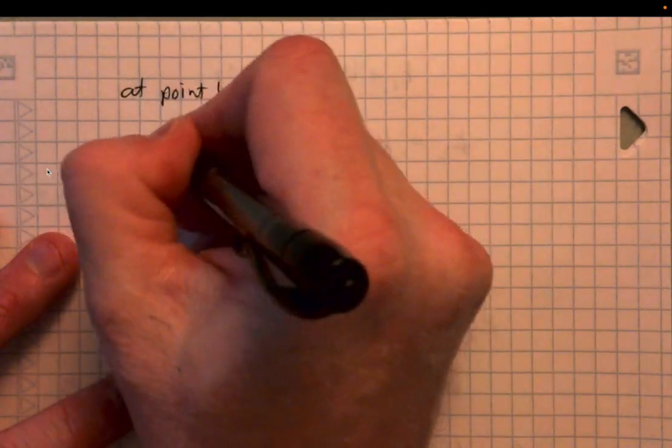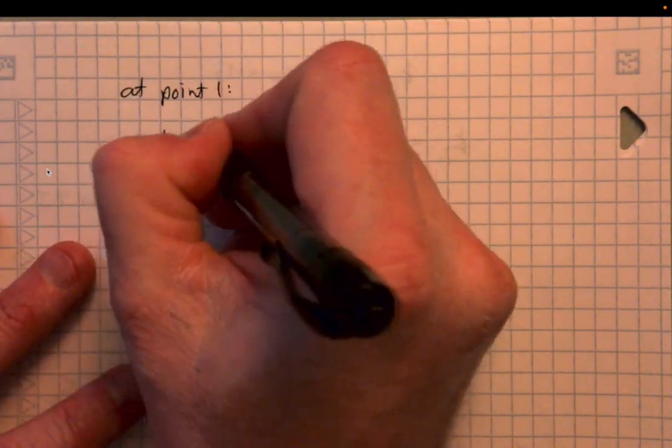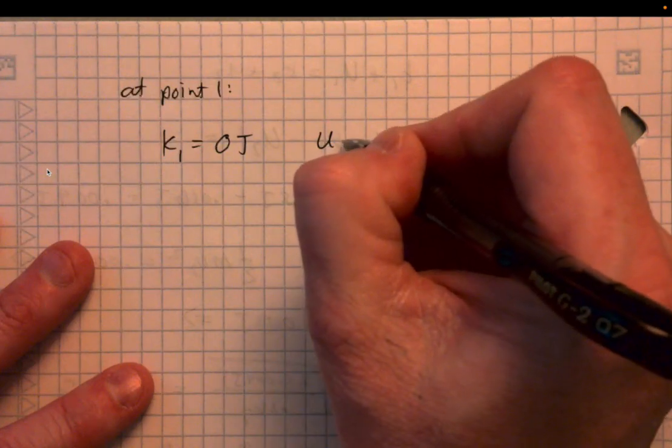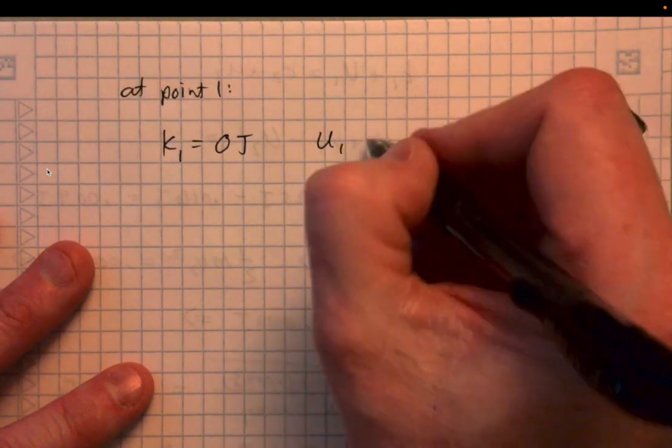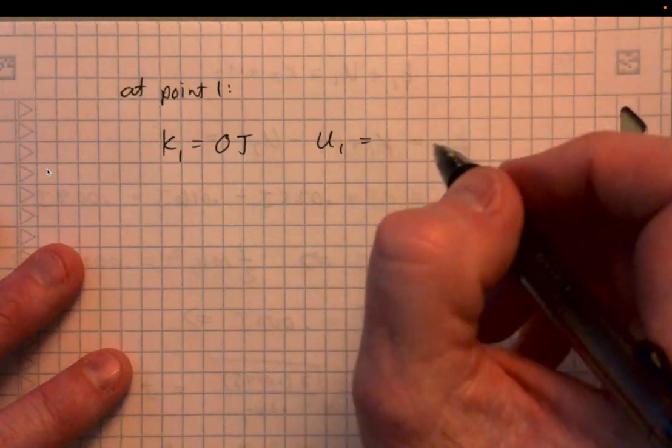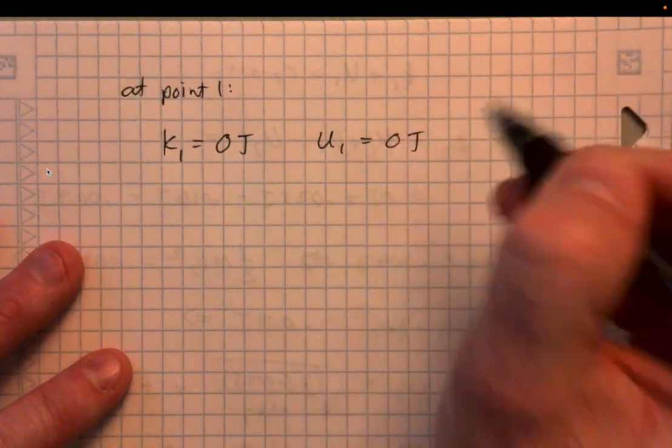Well, the kinetic energy is, we'll say, 0. It's right before the force is applied. And the potential energy there is also 0, right? Meaning the spring is in its resting state. So if you let go of the spring, nothing happens. So 0 joules for both of those.